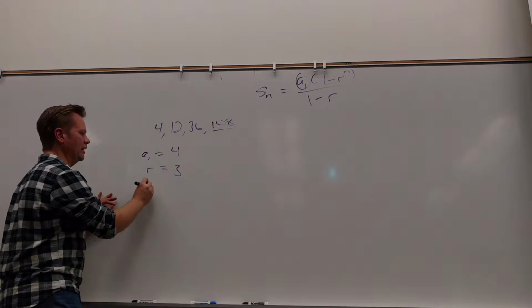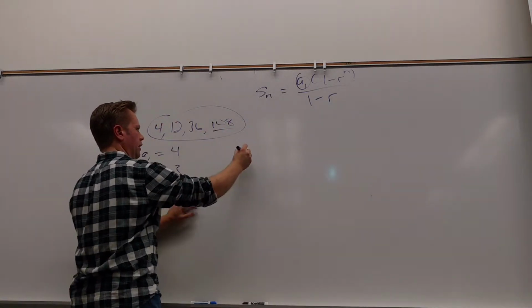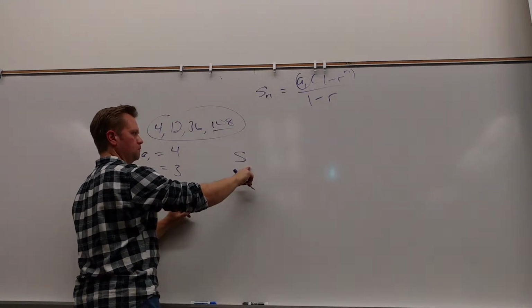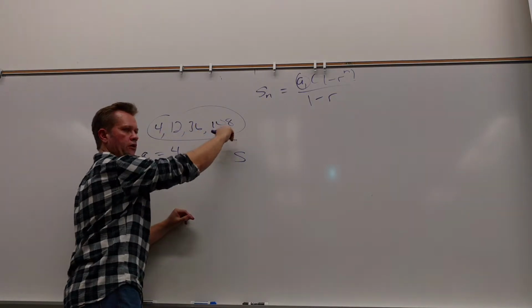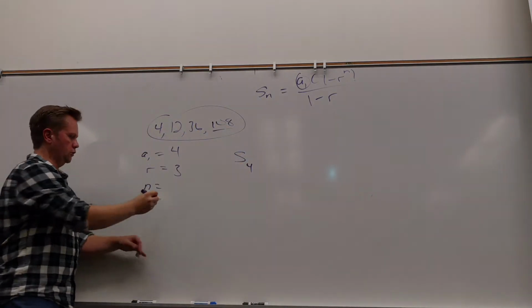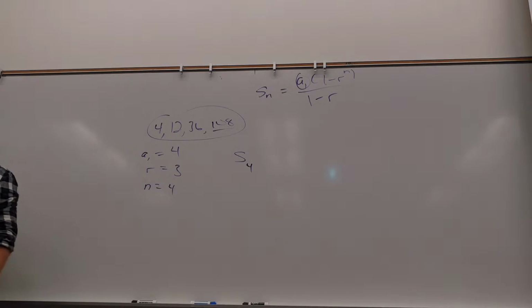And what's N? If I want to figure out the sum of these, what would it look like? S, I want S what? Good. 1, 2, 3, 4. I want the sum of the first 4. So N is 4.